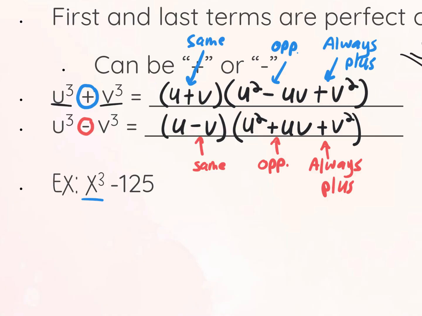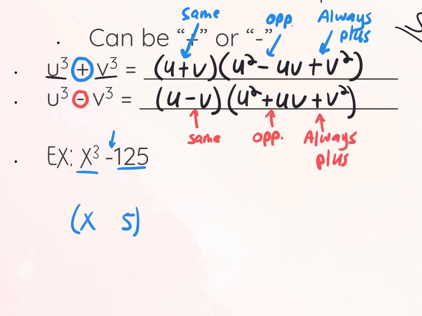X to the third is a perfect cube. Do you guys agree that x times x times x is x to the third? Good. So I'm going to take the cube root of that, which is x. 125 is a perfect cube, right? What's the cube root of that? 5, good. We're going to deal with the sign in a second. What sign do you see in the middle? Minus, good, so negative. So it's going to be the same sign in the first set of parentheses.